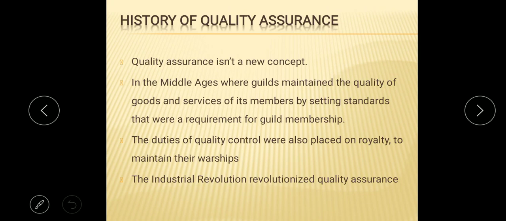The Industrial Revolution revolutionized quality assurance too. No longer were workers solely responsible for the quality of their work. Systems and groups were set up to specialize in quality assurance, and foremen and management were placed in a position to oversee this work.